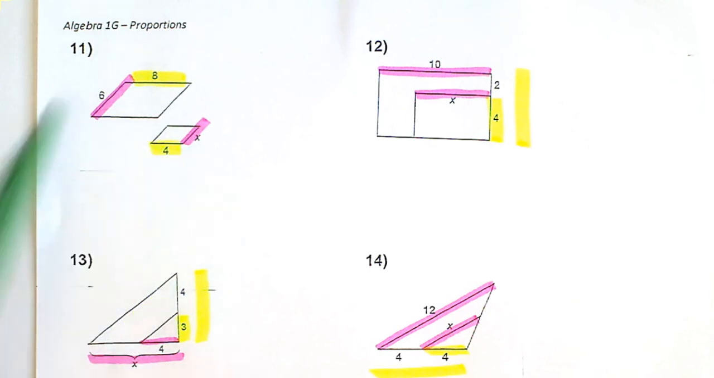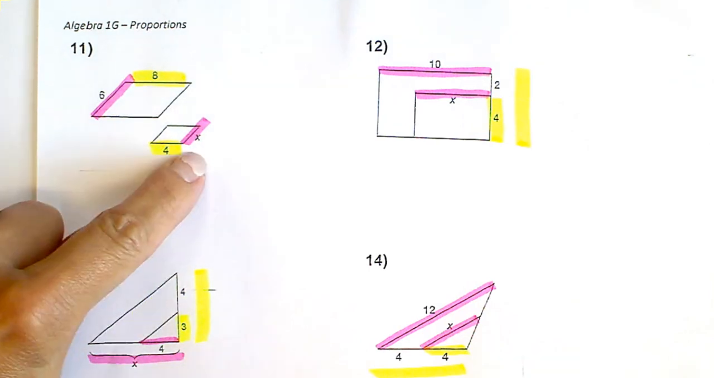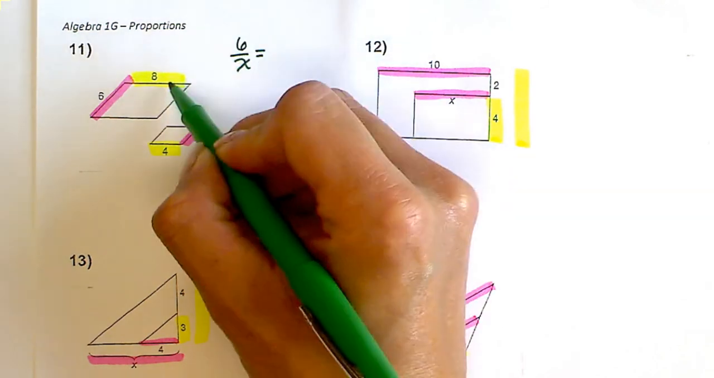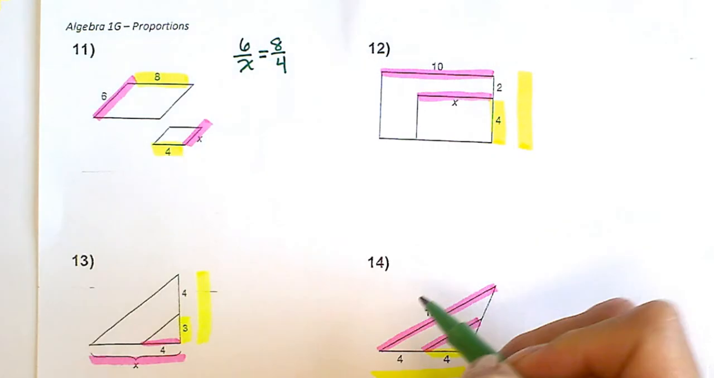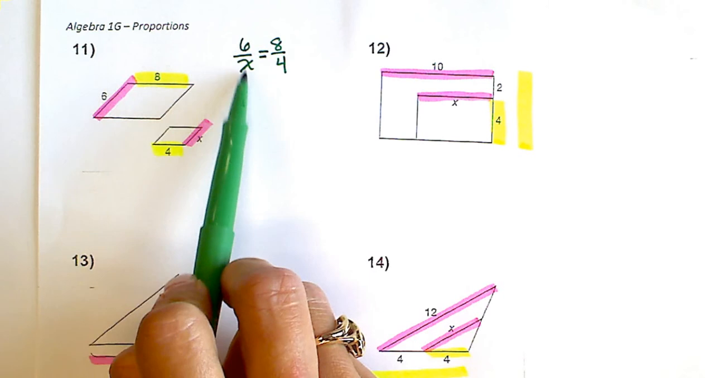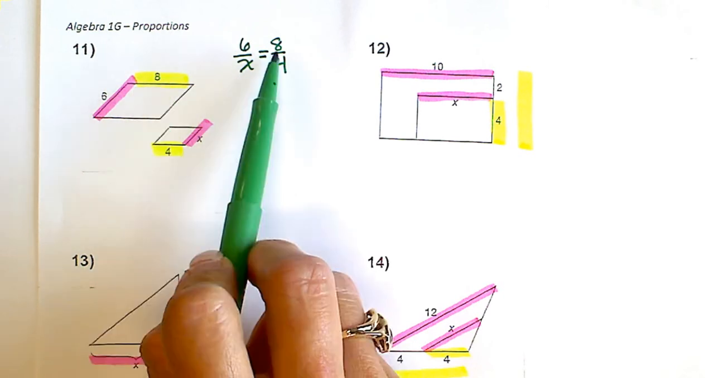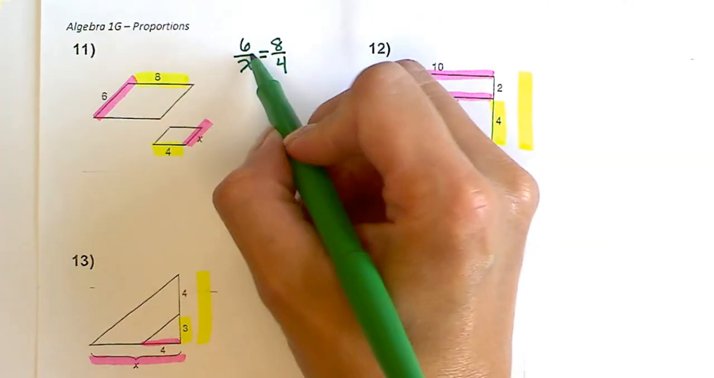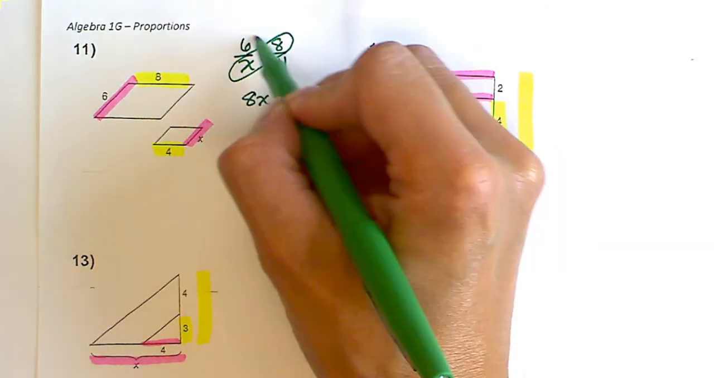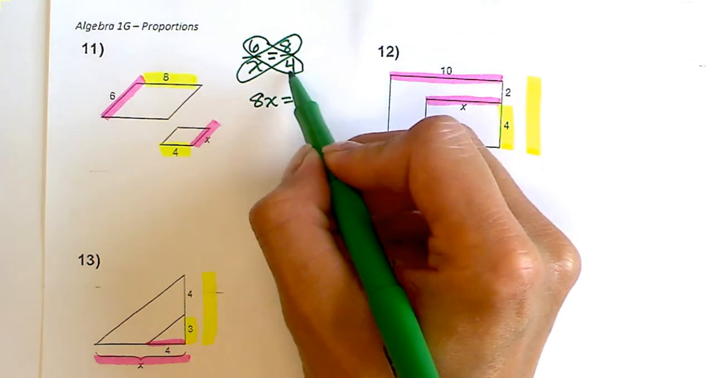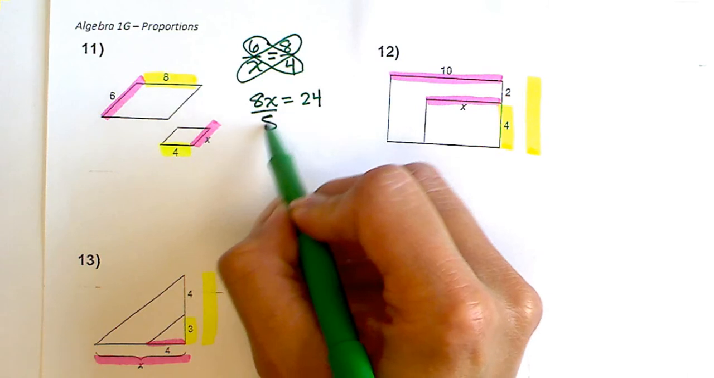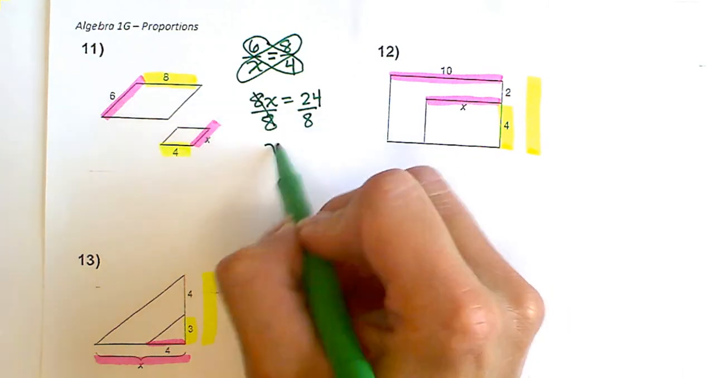So for number 11, I know that 6 is going to correspond with x. So 6 corresponds with x the same way that 8 would correspond with 4. So again, if the 6 is going to be on top for the first side of my proportion, then the 8 will need to be on top as well. You do have to write these consistently. So the cross product of 8 times x is proportional to the cross product of 6 times 4, which is 24. Divide both sides by 8, and the missing side x is 3.